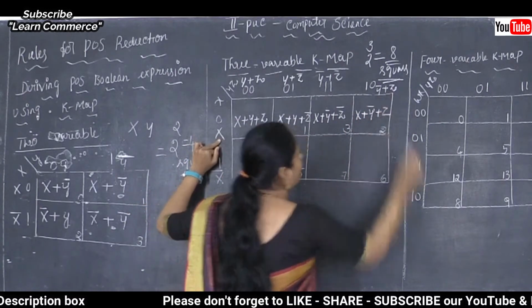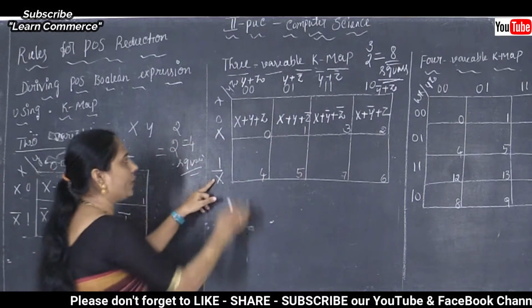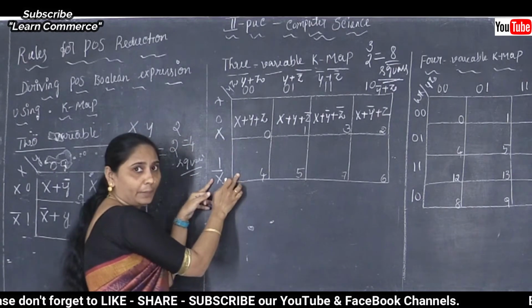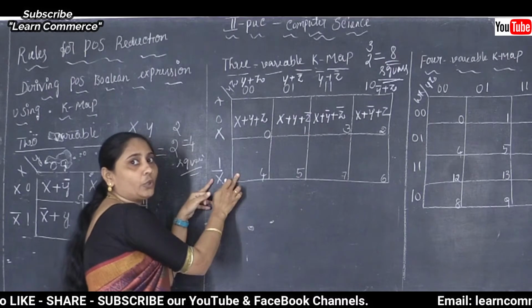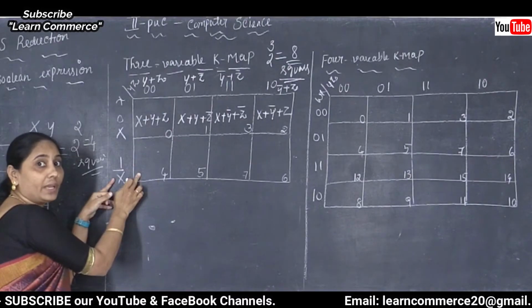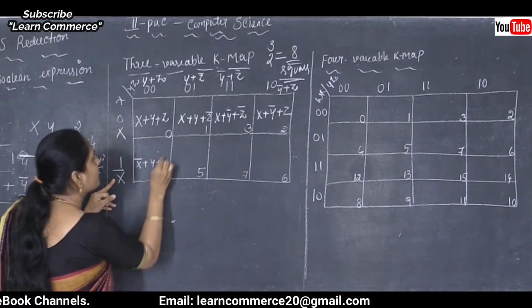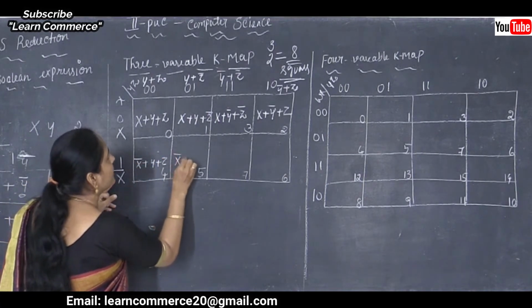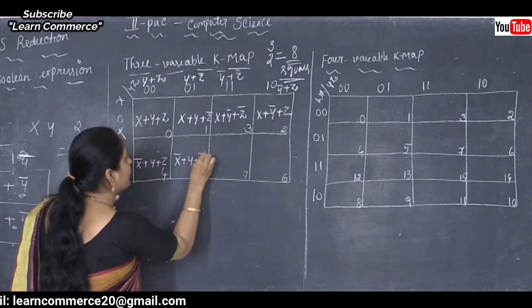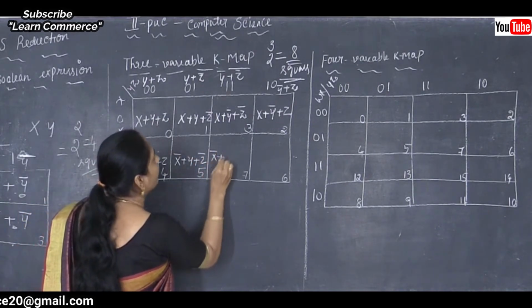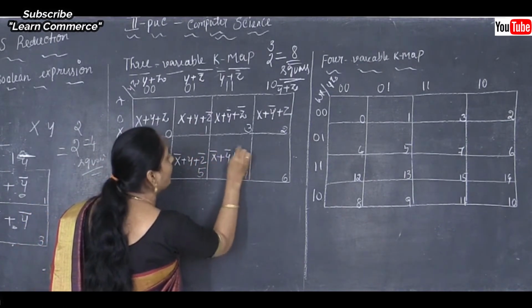Okay, so this is about our z, and later the next one. Now I am going to complete the next. I am taking the left side and the top side K map variable values. So complement x plus y plus z, and complement x plus y plus complement z, and complement x plus complement y plus complement z.